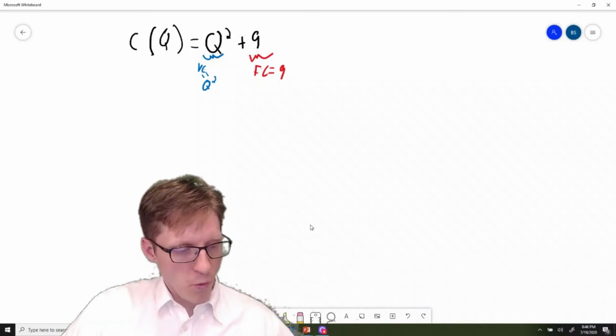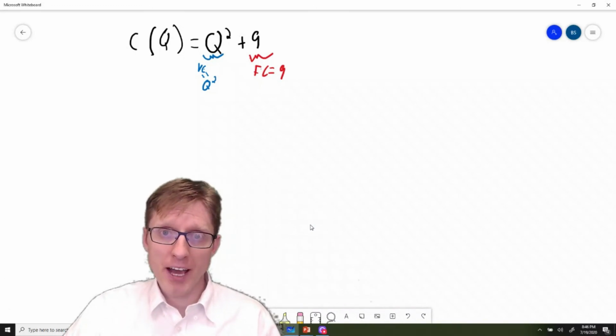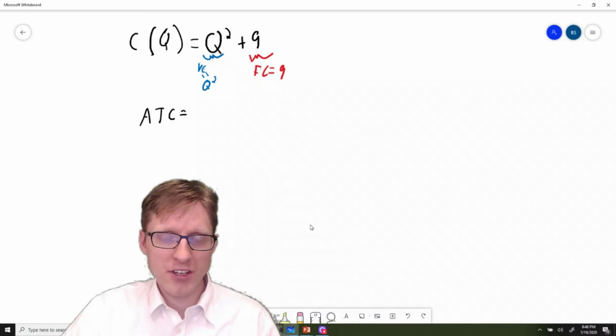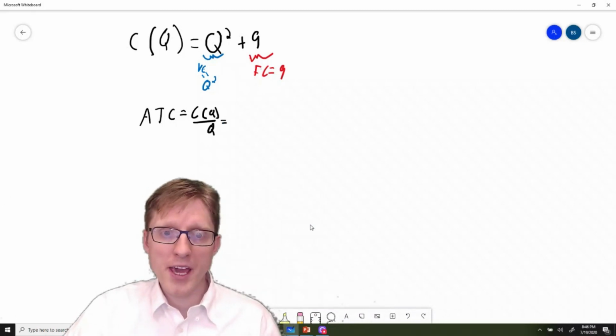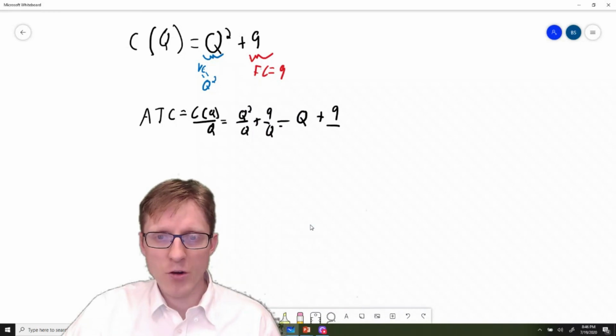The next question is, what is the average total cost? To get the average total cost, you just divide by the quantity of output. So average total cost is just equal to the cost function divided by Q. And actually, there's often a mistake that students make. It's equal to Q squared over Q plus 9 over Q. So the average total cost is equal to Q plus 9 over Q.